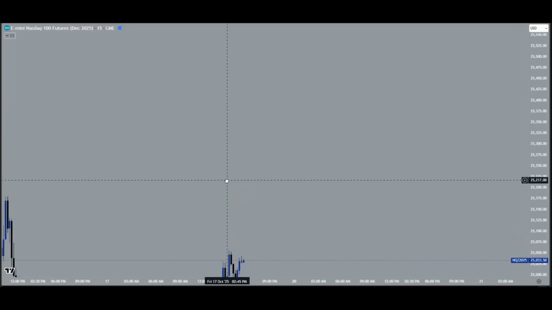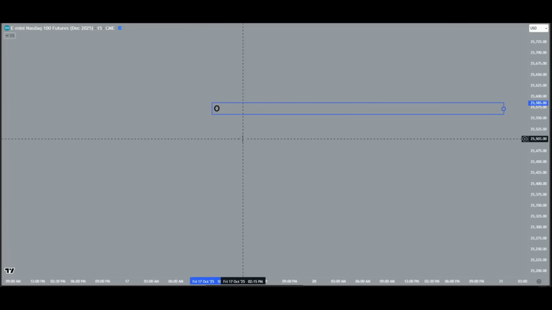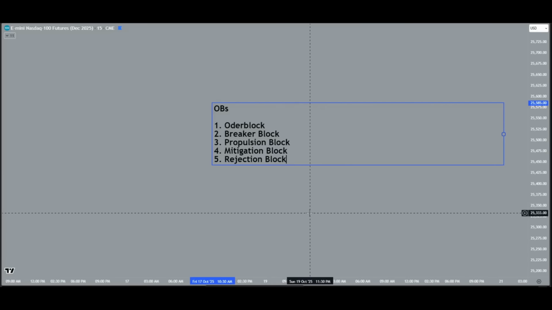So to start, before we even talk about what an order block looks like, what it is and all that, we first have to talk about the 5 types of order blocks. Yes, there are only 5. We'll just call it OBs for short. These are all of your blocks. Number 1, we have an order block. Number 2, we have a breaker block, propulsion block for number 3, mitigation block for number 4, and then for number 5, we have a rejection block.